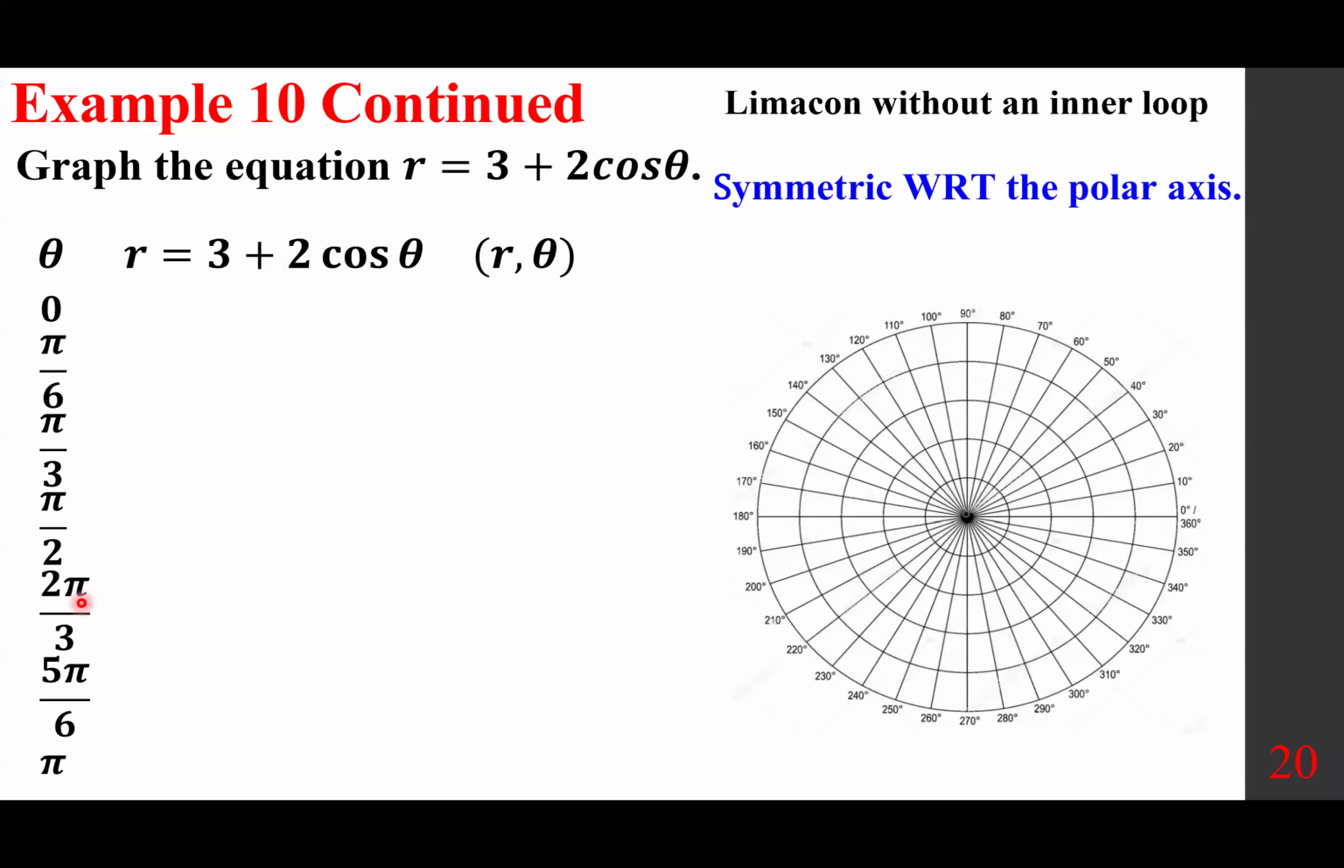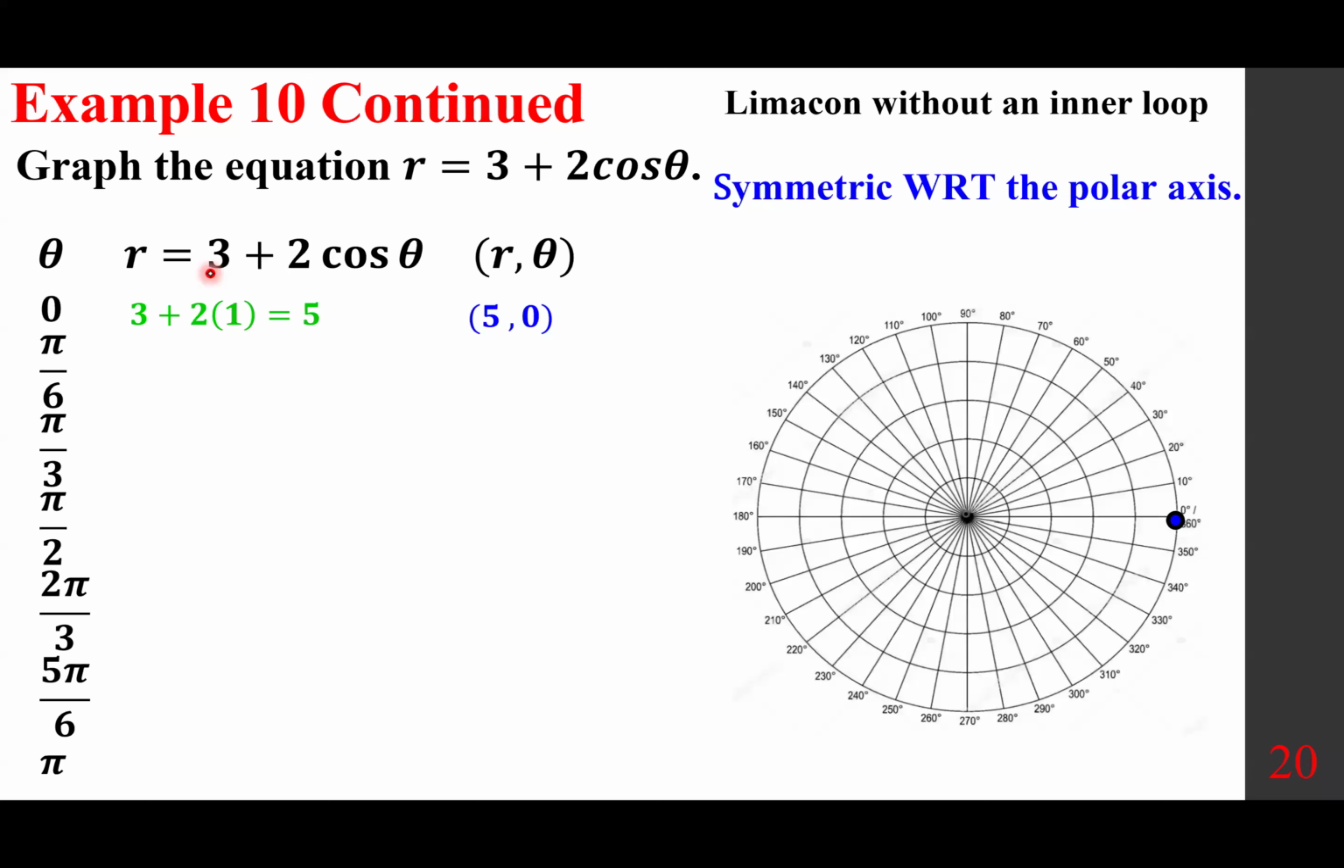2 pi over 3, remember, is the same as pi over 3, but it's negative because it's in the second quadrant. So 3 plus 2 times negative 1/2. So you're subtracting 1, and you get 2. 5 pi over 6, 3 plus 2 times negative square root of 3 over 2. And pi, as you know, cosine of pi is negative 1. So 2 times that is negative 2, and 3 minus 2 is positive 1. So I hope everybody can see those.